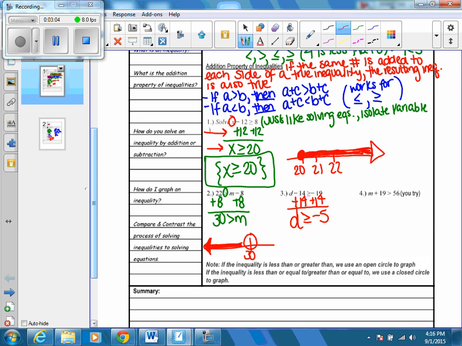If I look at number 2, it says 22 is greater than m minus 8.